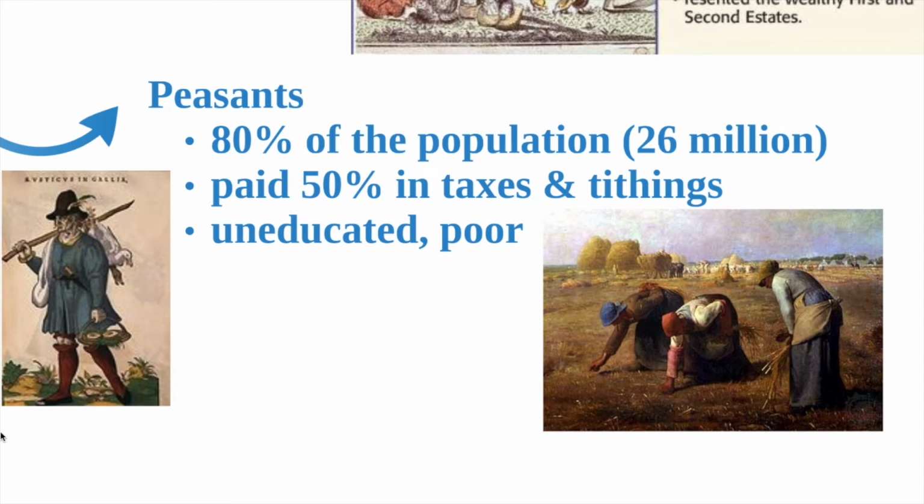They're paying about 50% of what they make in taxes and tithings, and they're not making very much, right? So if you're only making $10 a month and you're paying 50% of that in taxes and tithings, you're pretty poor.